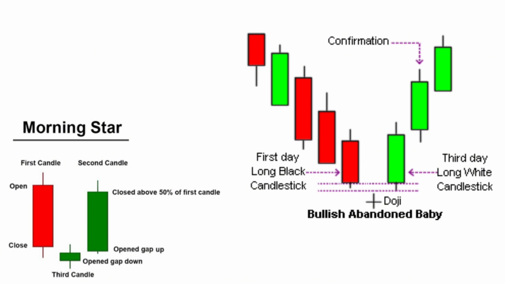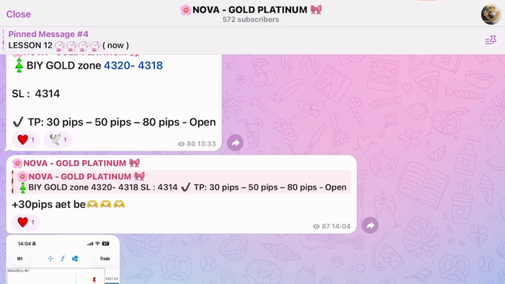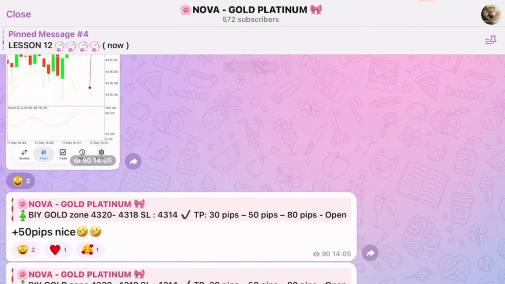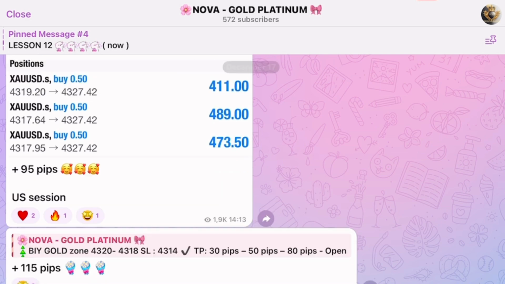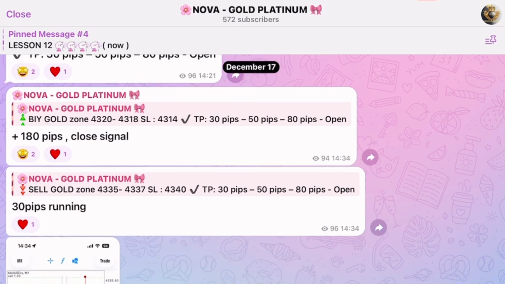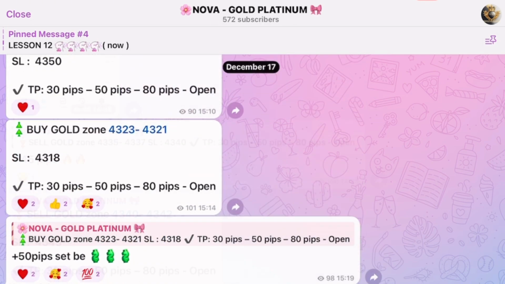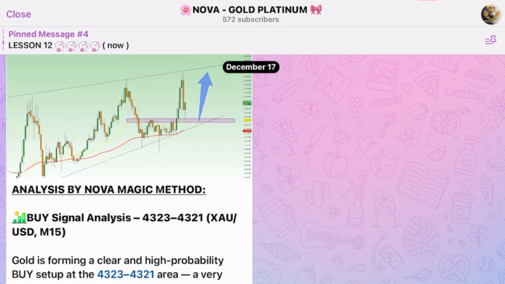This is exactly why pattern trading alone will never make you consistent. At Nova Scalper, we don't trade patterns. We trade behavior, we trade timing, we trade intent. Patterns are only the trigger, not the reason. And this is where the real edge comes in. When you combine these patterns with session flow, news delay, liquidity sweeps, and risk control, suddenly the market stops feeling random. You stop guessing. You stop revenge trading, and you stop giving profits back.